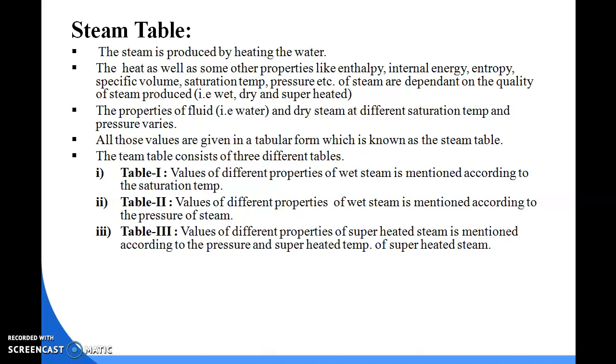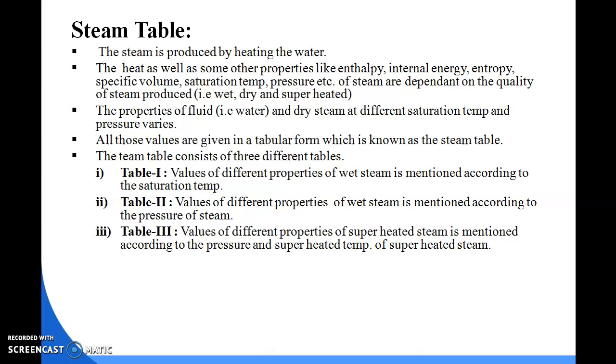The steam is produced by heating the water. The properties like enthalpy, internal energy, entropy, specific volume, saturation temperature, pressure, etc. of the steam are dependent on the quality of steam produced, that is wet or dry or superheated. The properties of fluid and dry steam at different saturation temperature and pressure vary. All those values are given in a tabular form which is known as the steam table.